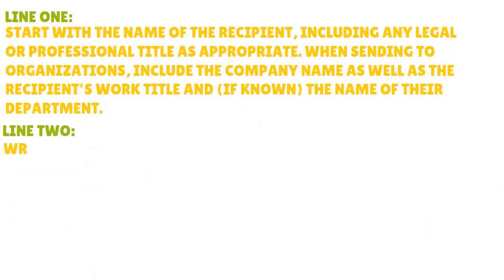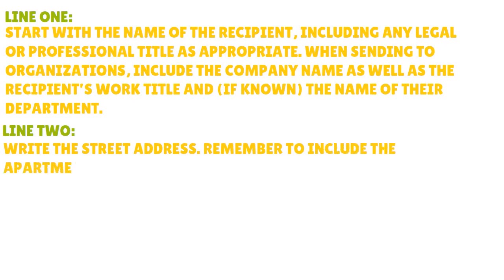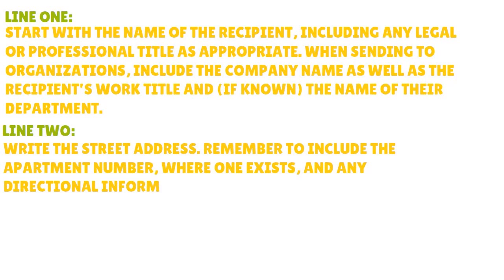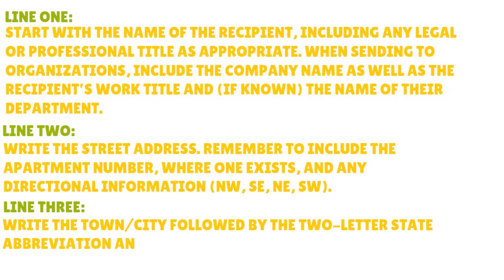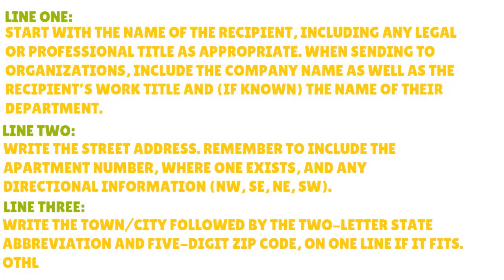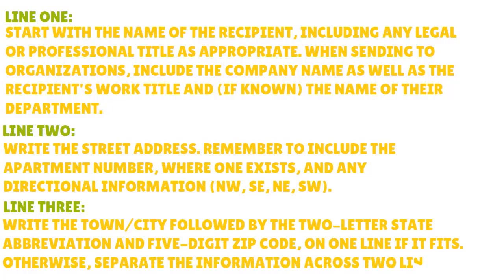Line 2, you want to write the street address. Remember to include the apartment number where one exists, and any directional information like northwest, southeast, northeast, or southwest. So that's line 2. Line 3, you have to write the town or city followed by the two-letter state abbreviation and the five-digit zip code, okay, on one line if it's fitting. Otherwise, separate the information across two lines.